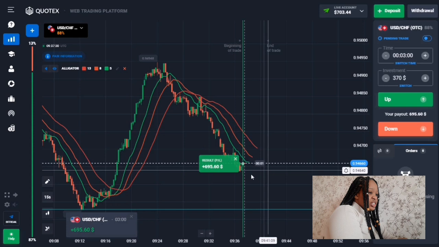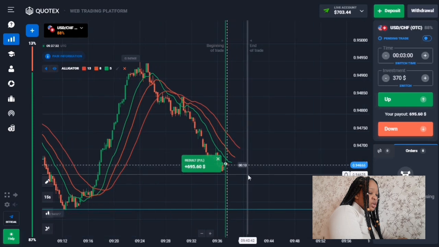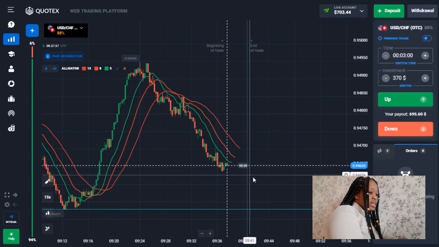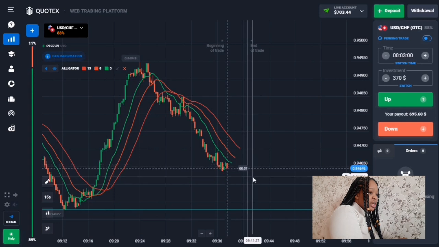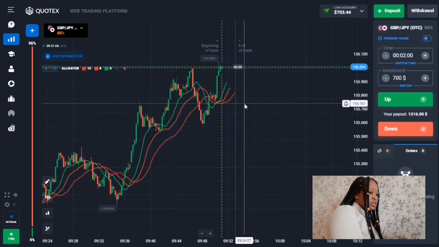Well, analyzing the trade, the price has trended downwards and it has brought me my profit. Well, this indicator was right again and the time was chosen correctly. So I'm ready to go on.